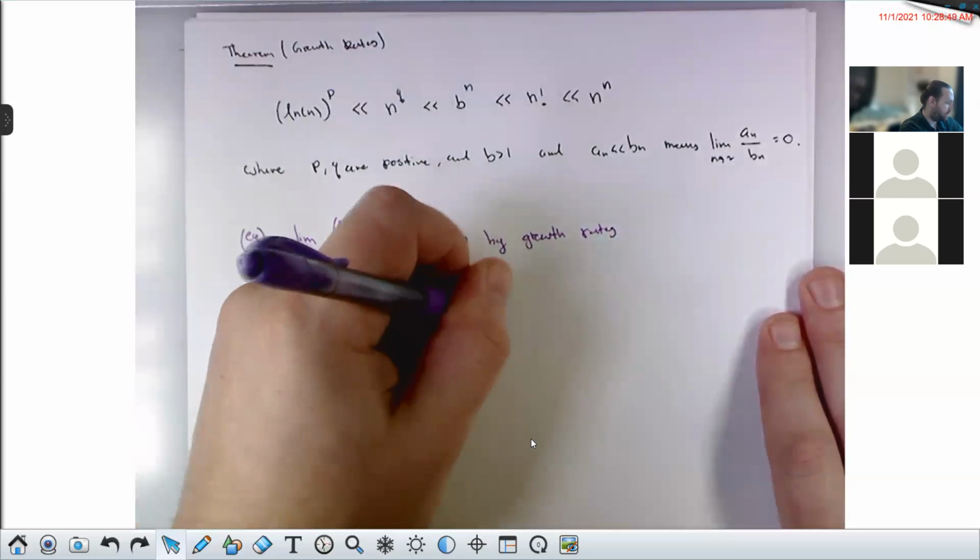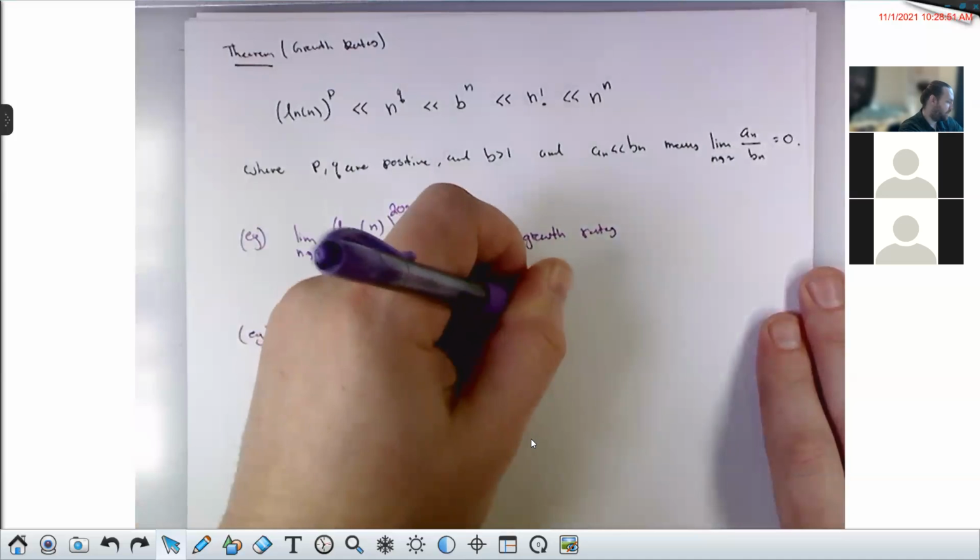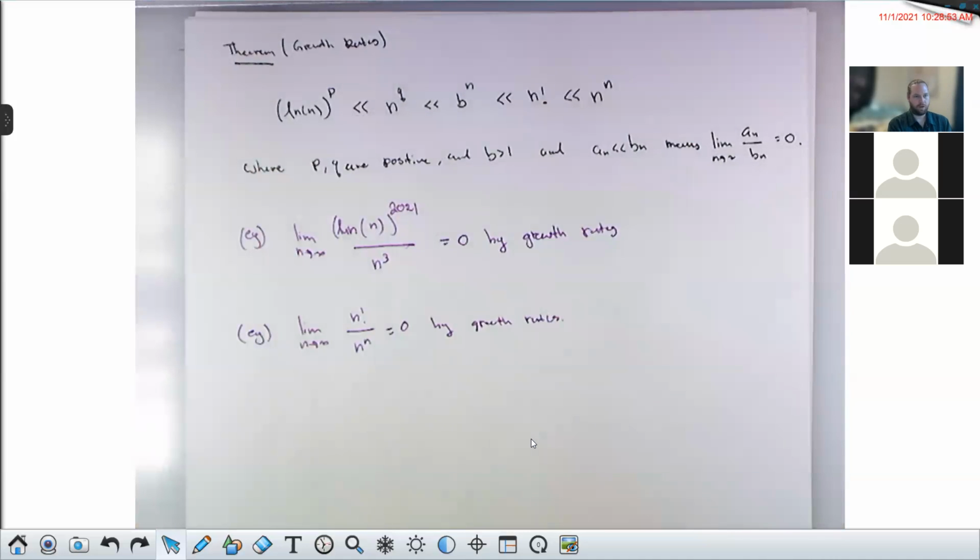Will there be a growth rates problem on the test? I'm not going to ask you anything explicitly about this. You can use it, right? That's all it's here for. So if you're looking at a limit and you don't want to take the time to calculate it, like this n factorial over n to the n limit, which is kind of a pain, you can just say, oh, it's 0 by growth rates. But I'm not going to give you a problem couched in terms of this notation.